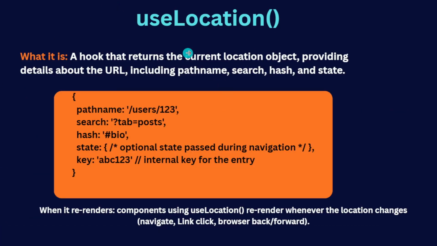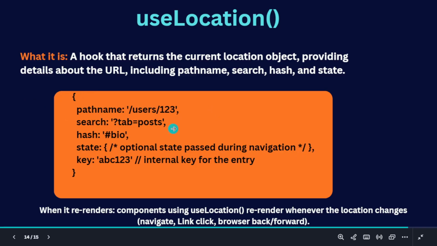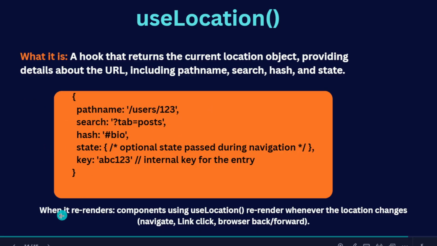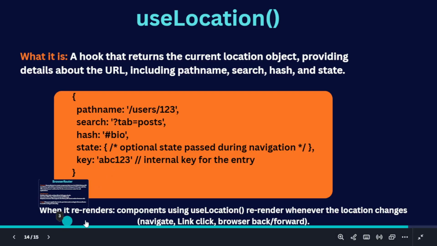And now we have useLocation. So useLocation also deals with the entire URL. It's a hook that returns the current location object, right? Providing details about the URL, including pathname, search, hash, everything. So if you use useLocation, it provides your entire current location or URL. It returns an object like this: pathname, search, hash, state, and key. A component using useLocation re-renders whenever the location changes, like navigate, link click, browser backward, forward.